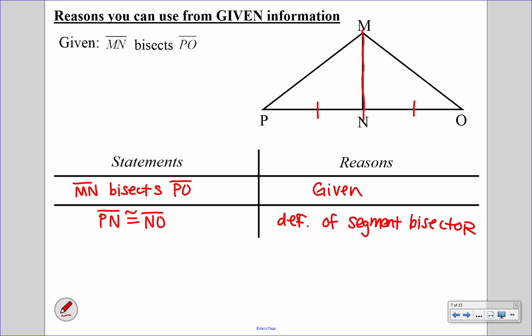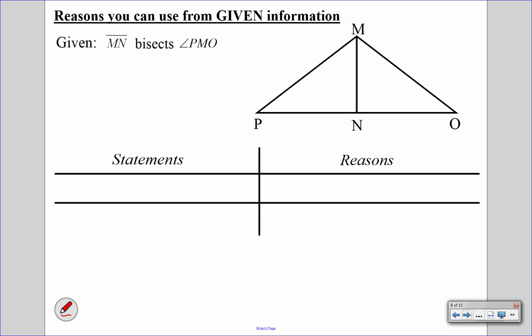All right, let's go to the next one. This one, we have another bisector, but it's a little different because MN bisects angle PMO. So now we're bisecting an angle. So let's write this statement down first. MN bisects angle PMO. And the reason for writing that down is given.